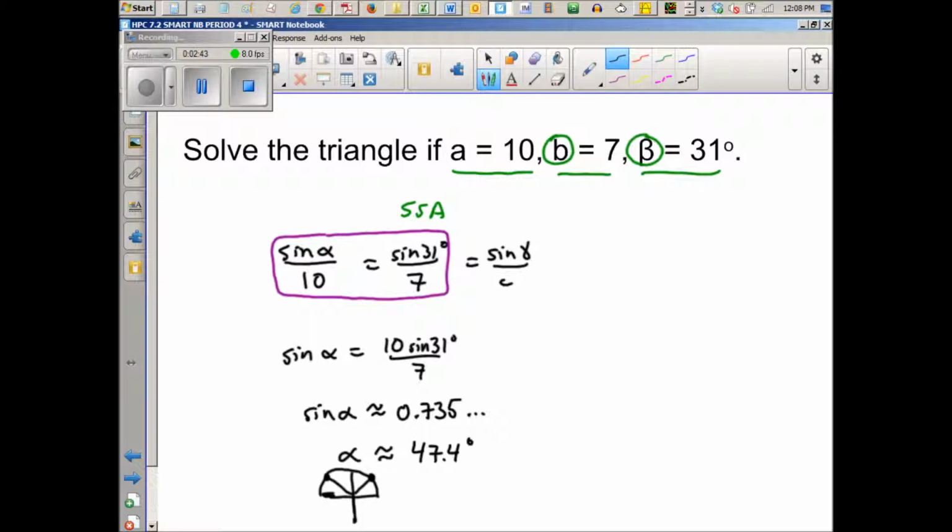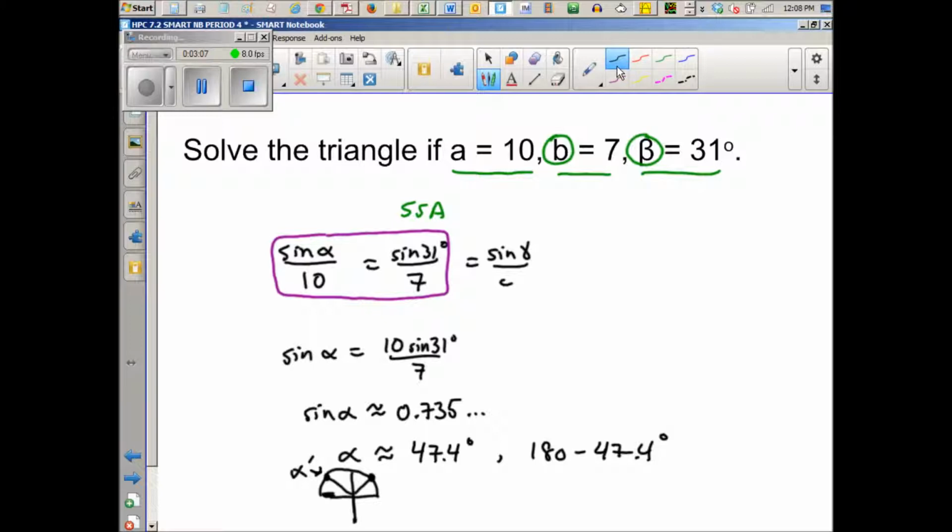So that means that this point over here we call alpha prime. This point alpha prime also is a solution. So we're going to do 180 minus 47.4, which is obviously 132.6.